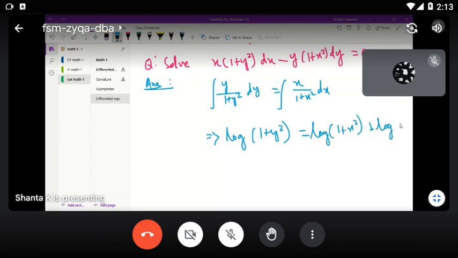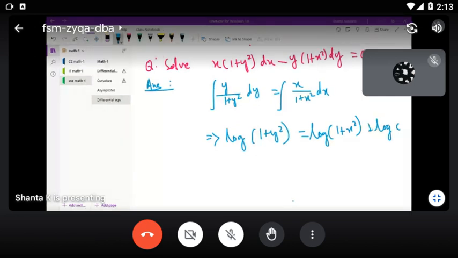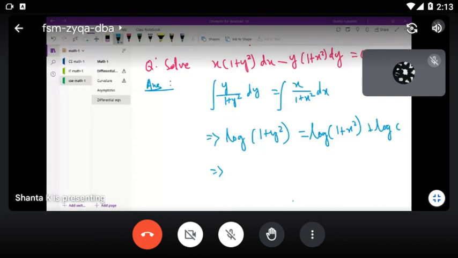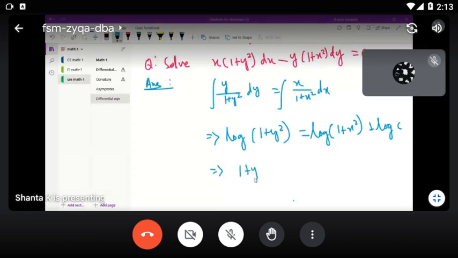And the constant, if you want, you can write in this form, because we can also reduce this by the logarithm to the one by two form. It would be half log of (1 plus y square). So that half you can adjust in the constant. Yes, ma'am. So 1 plus y square.